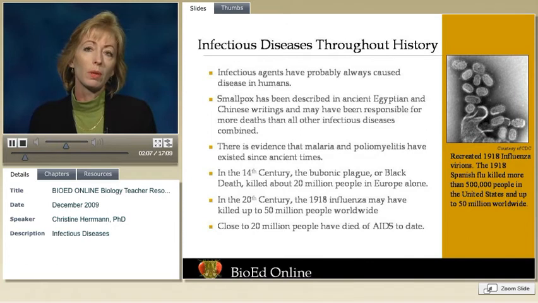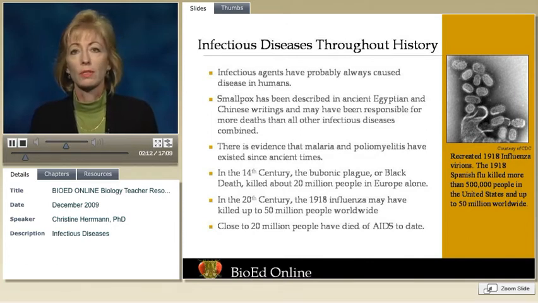Humans have probably been plagued by infectious diseases throughout history. Ancient writings contain descriptions of diseases that can be recognized as smallpox, polio, and malaria. Throughout the centuries, infectious diseases have caused significant numbers of human deaths. Smallpox is thought to have been responsible for more deaths than all other infectious diseases, but fortunately, this disease has now been eradicated. The large scope of human death due to infectious diseases, such as the bubonic plague and the 1918 Spanish flu epidemic, is even thought to have influenced the course of history.